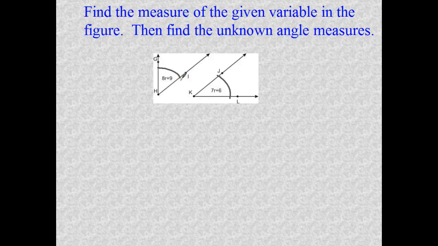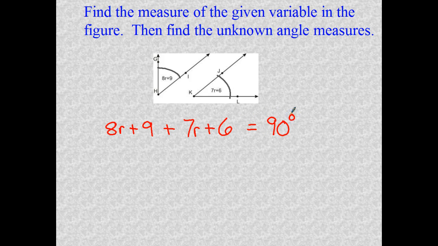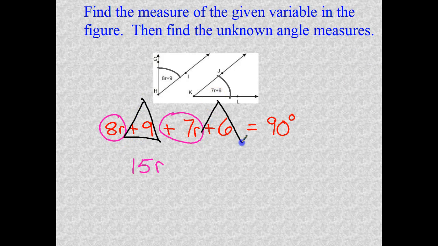Well, let's check that out. Let's set up an equation. So if 8r plus 9 is added to 7r plus 6, if they were complementary, they would have to equal 90 degrees. All right, so let's put our like terms together. We've been working with like terms. I've got 8r plus 7r, and that's 15r. And then we've got positive 9 plus 6, and that's 15.